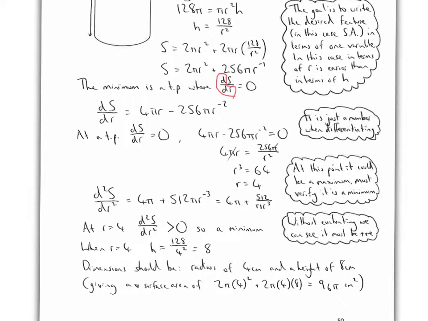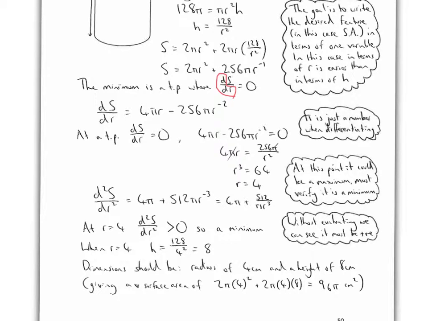Okay. At this point, there's all kinds of jubilation and excitement that you've got the answer, but you are not sure at this point. You have found a point where ds dr is 0. You found where the surface area has got a turning point. This might actually be the worst of all situations. This might be a maximum. You need to make sure and you need to show in the exam that it is indeed a minimum.